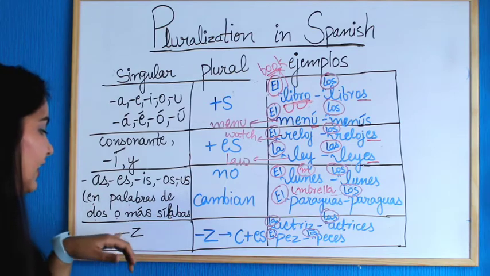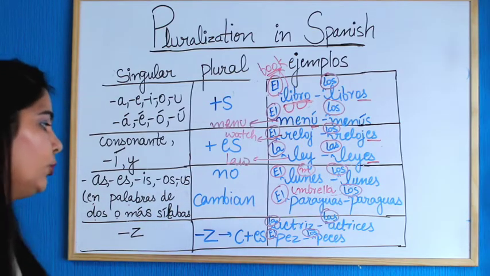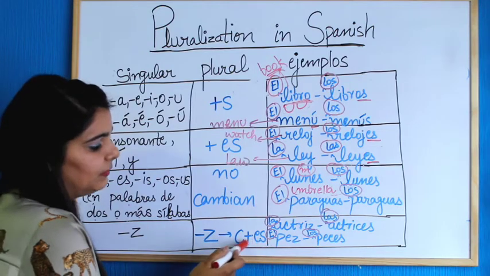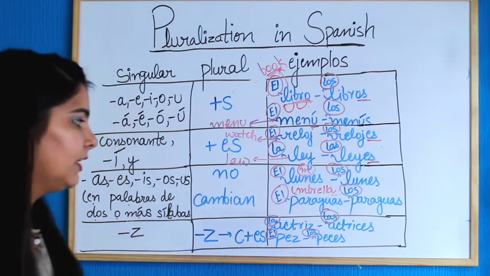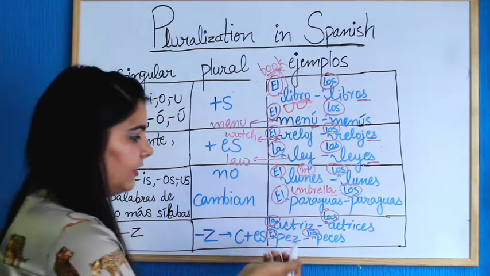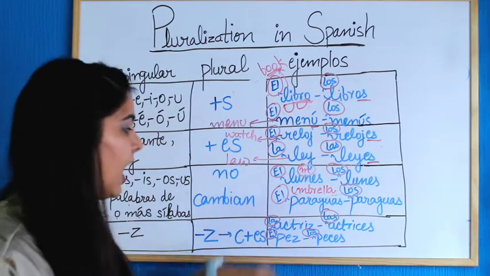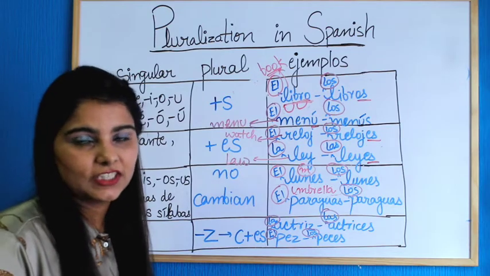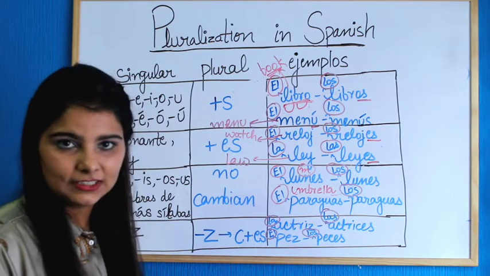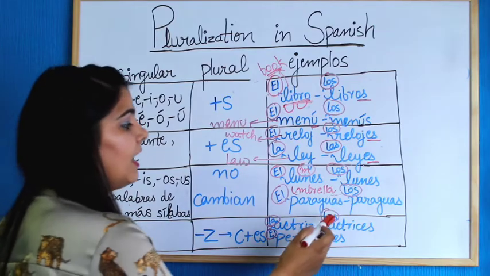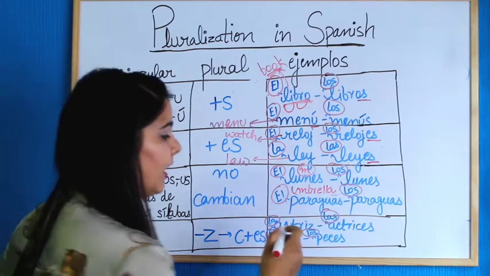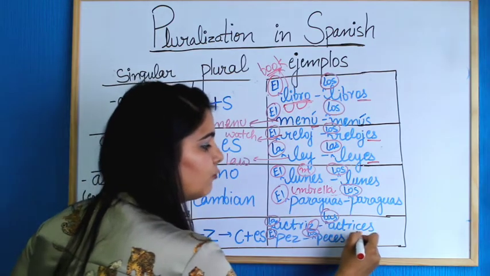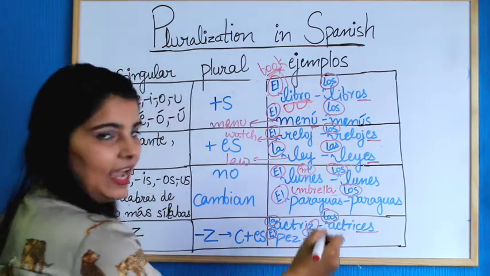So if we have la zeta at the end of the word, we change la zeta to la se e hace, that is C plus ES. For example, actress, I think we've already done this word in the last class. Actriz is actress in Spanish and it's feminine, so la actriz, the plural would be las actrices. So actually I have removed this Z and in place of this Z I have put la se e hace.